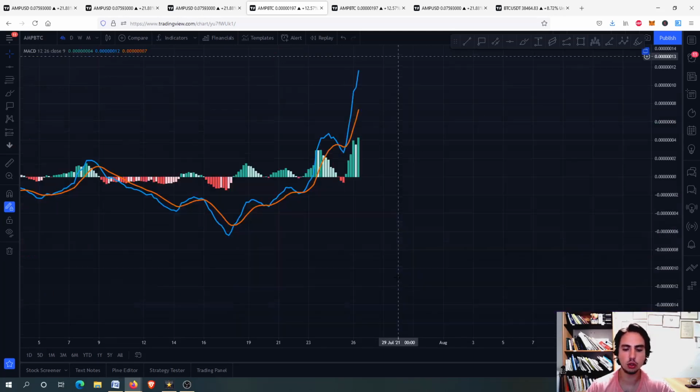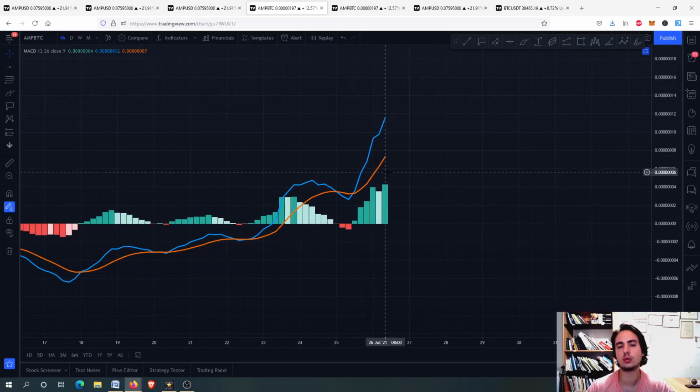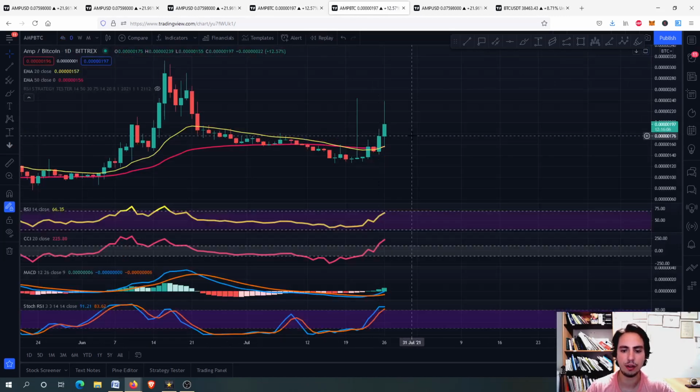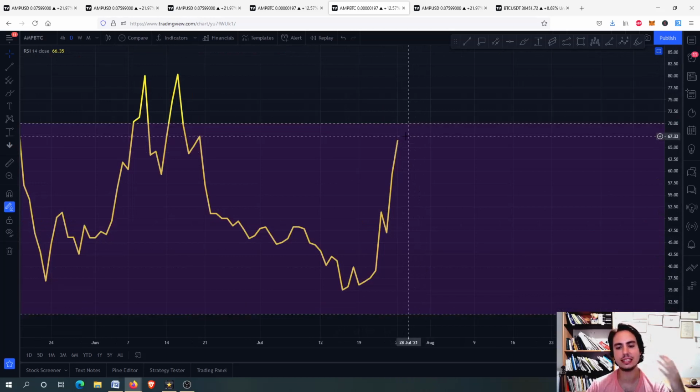All right, so you can see that the MACD is going good. It looks almost identical to the Tether USD chart right here. And of course, on the daily frame, the AMP is having an overbought situation. 2 out of 3 risk metrics are in an overbought situation. That means we should be a little bit careful. And of course, the RSI is between 30 and 70 for now, but it is approaching the 70.